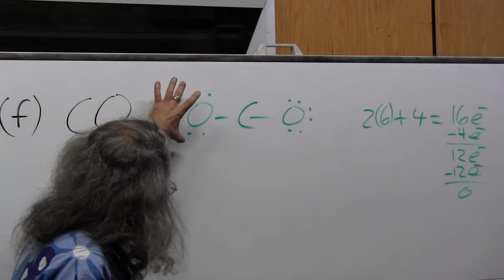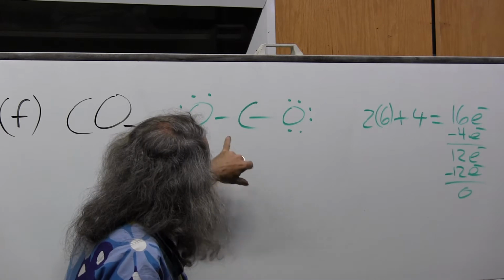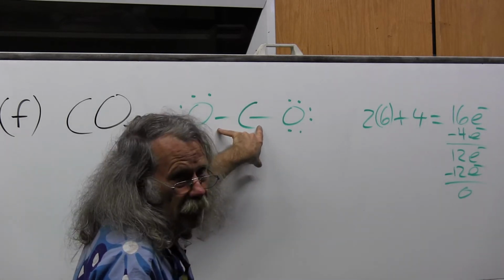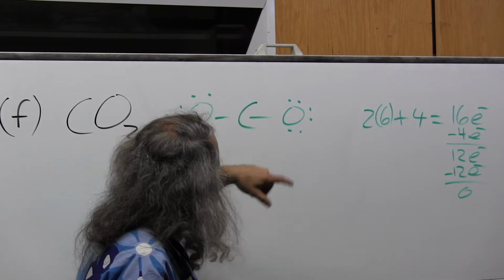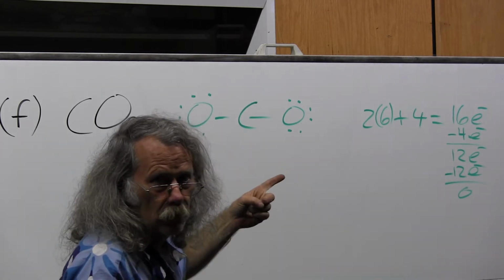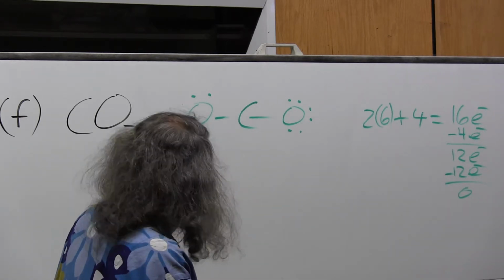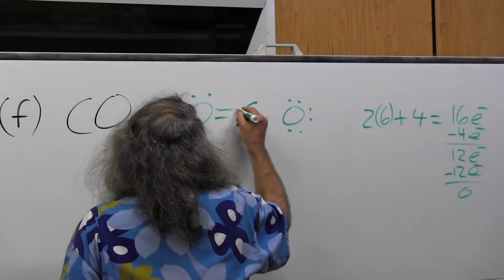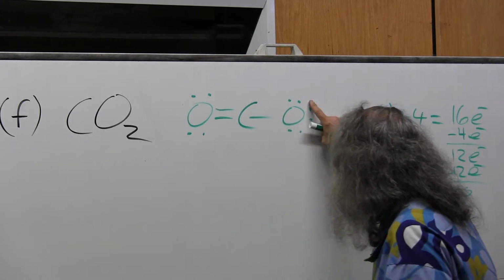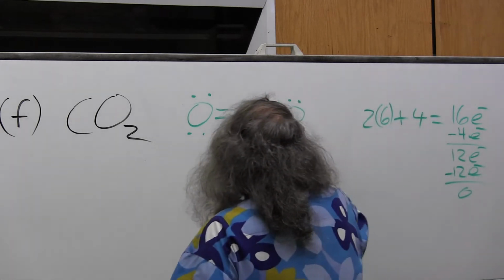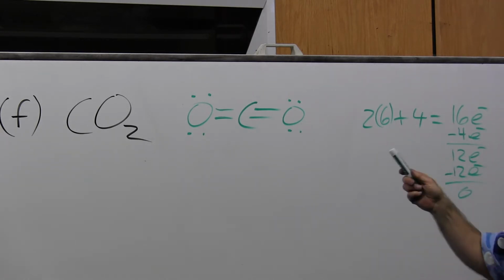I've got the closed shell electron count with the oxygen atoms, but I am severely deficient here on the central atom, the carbon atom. I've got only 4 electrons, so I'm going to need 2 more. So now I'm going to have to evoke multiple bonding, so I'll take a lone pair from here and place it in between the atoms. And I'll do the same thing on the right-hand side.